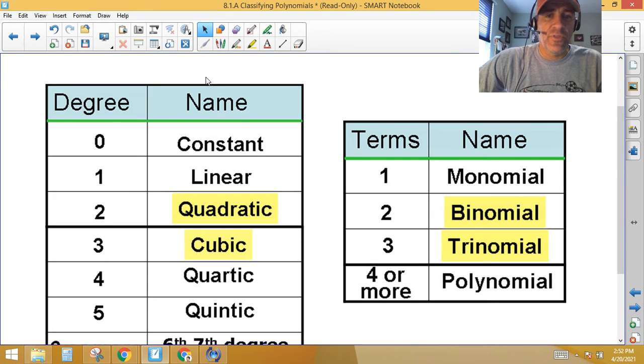All right. So these, by the degree, are pretty much the first name. And then the terms are like the second name. So we could have a quadratic binomial. That would mean it'd have a highest degree of 2 with 2 separate terms.